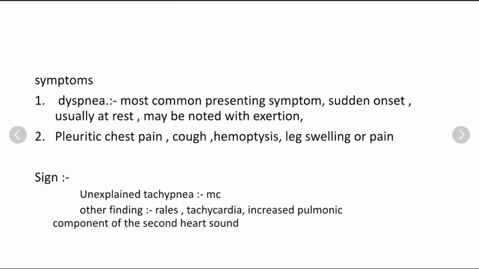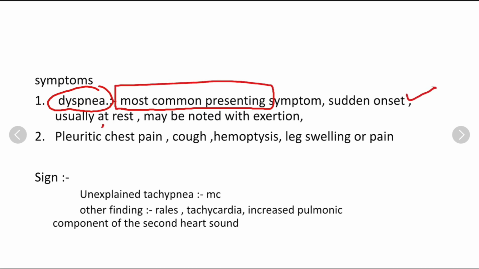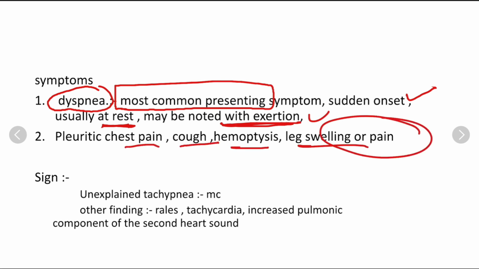So they are telling what the symptoms are. Dyspnea is the most common presenting symptom, very, very important. So we should remember this. It is usually of sudden onset, usually at rest, and may also be noted with exertion. Then pleuritic chest pain, cough, hemoptysis, and leg swelling or pain could be there.